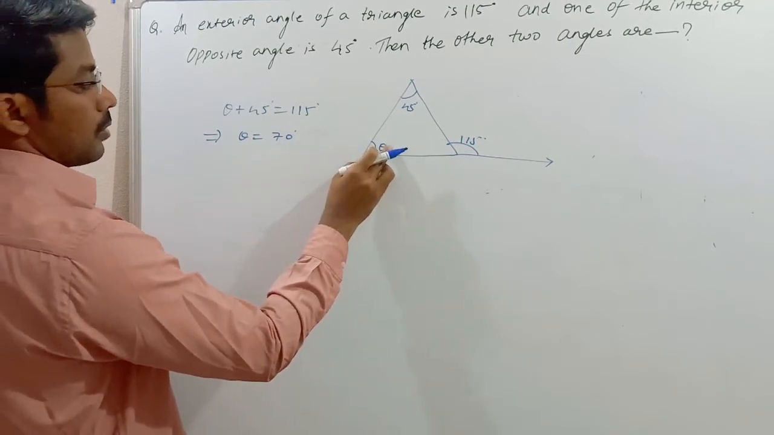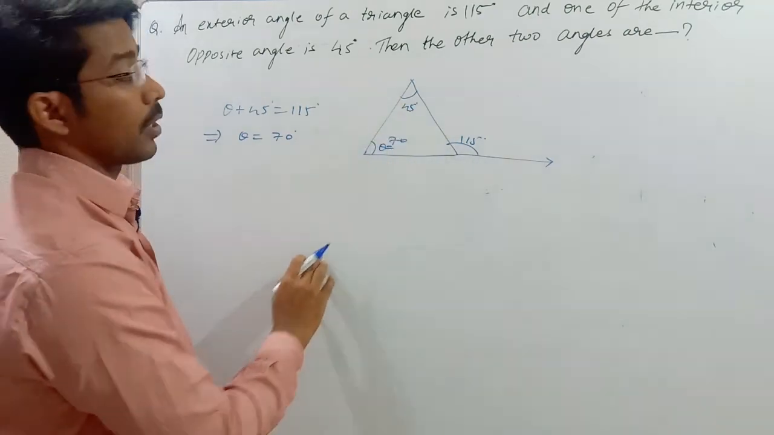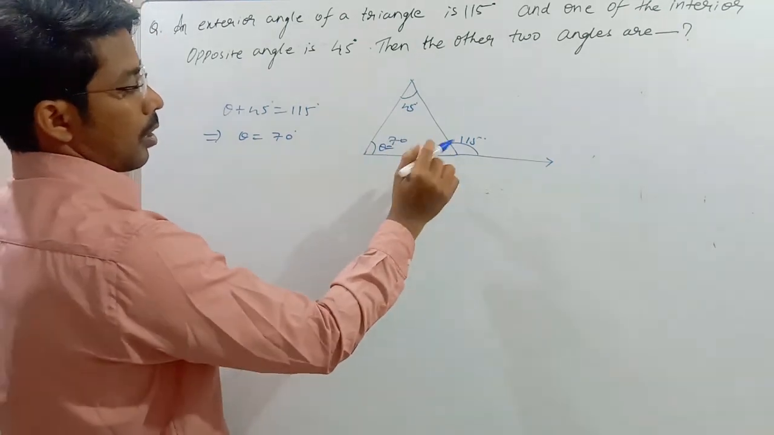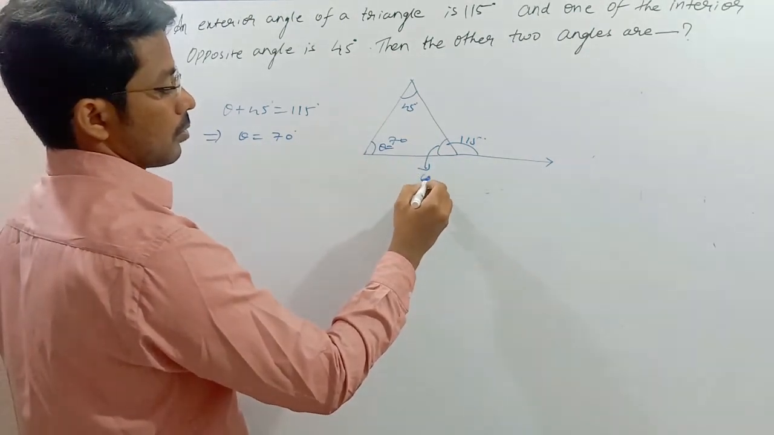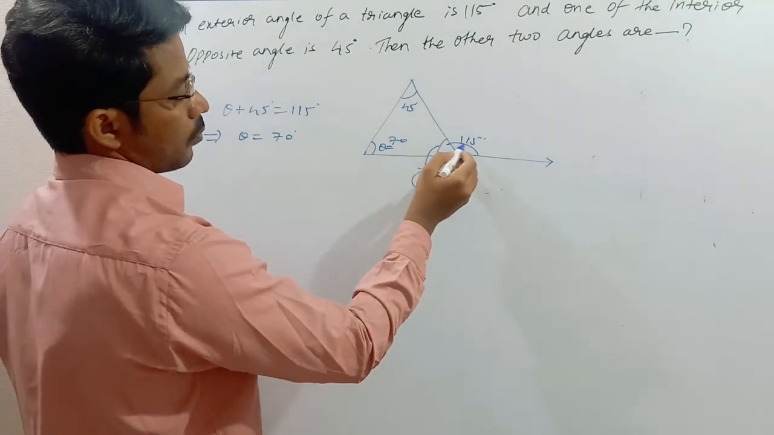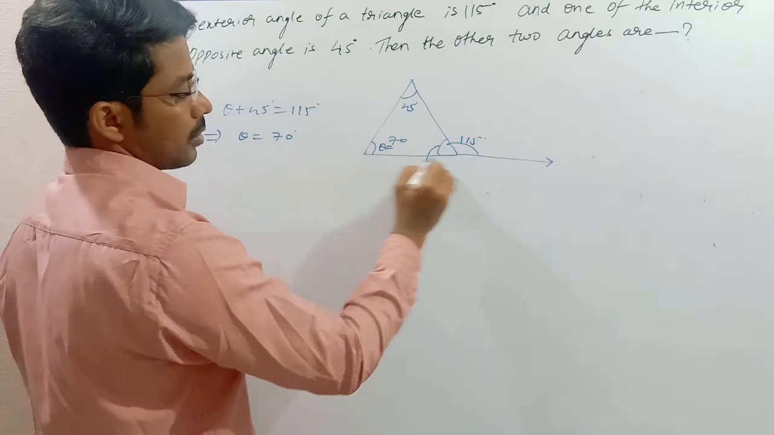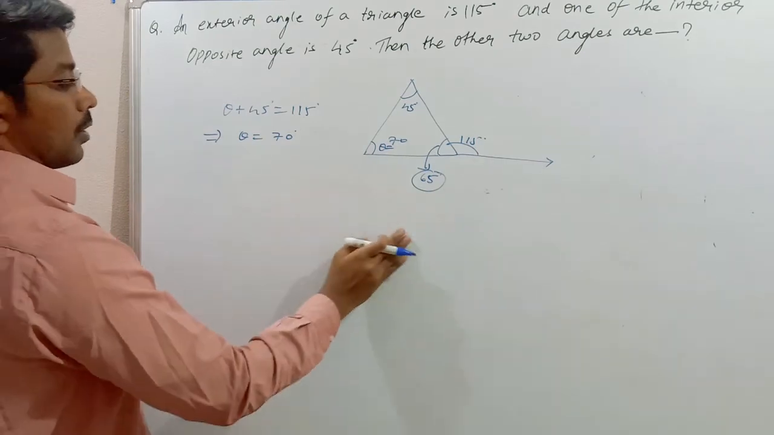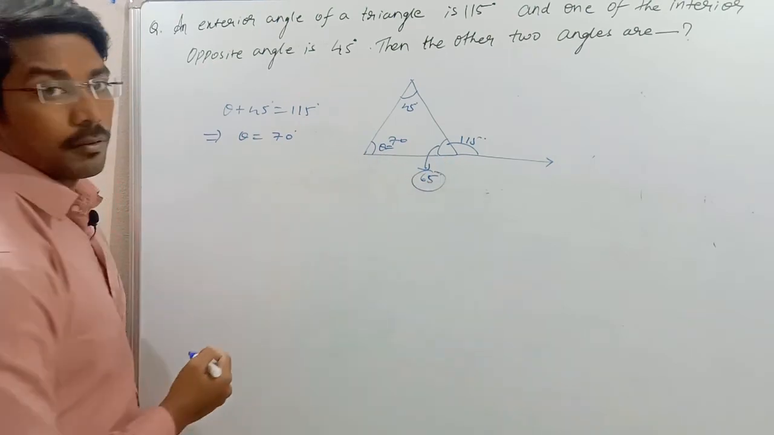So I get 70 here, and the sum of the angles in a triangle should be 180. So 70 plus 45 is 115. So 115 plus how much will make it 180? 65 degrees. So 65 degrees should be the third angle, or we can do it another way. 115 plus this angle, as it is a straight line, should be 180. So 115 plus 65 is 180. We can do it in both ways. Therefore the other two angles are 70 and 65.